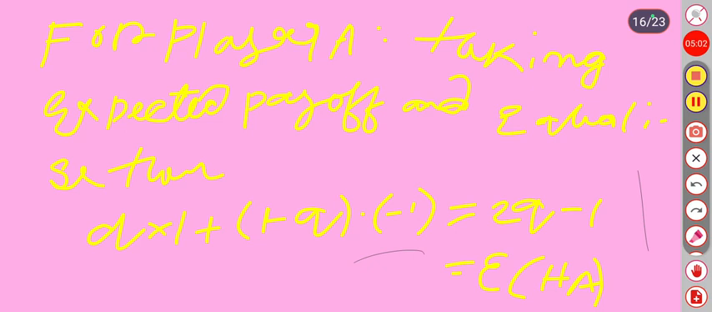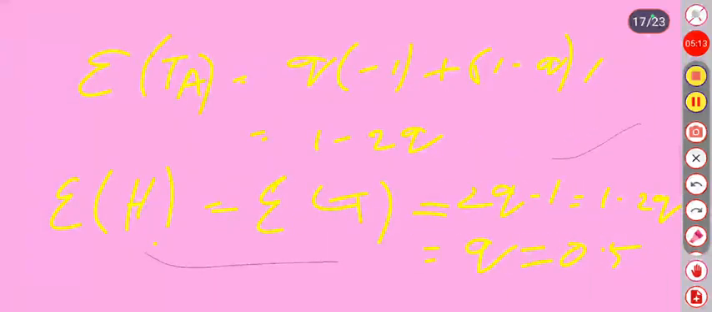multiply probability q into payoff 1 and 1 minus q probability into minus 1, and that is equal to 2q minus 1, the expected value of player A of choosing strategy head, and the expected value of player A of choosing strategy tail is equal to 1 minus 2q. Equalize them and getting q equal to 0.5.